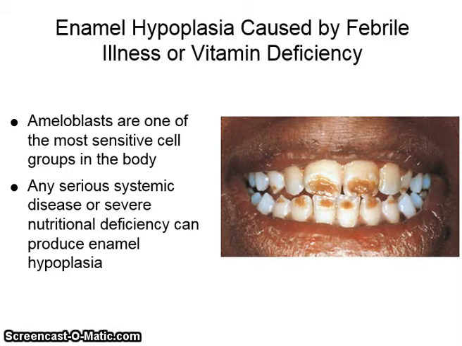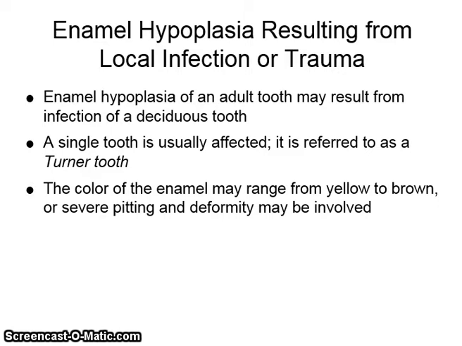Enamel hypoplasia caused by febrile illness or vitamin D deficiency. The ameloblasts are one of the most sensitive cell groups in the body, and any serious systemic disease or severe nutritional deficiency can produce enamel hypoplasia. Enamel hypoplasia of an adult tooth may result from infection of a deciduous tooth. A single tooth is usually affected, and it is referred to as a Turner tooth. The color of the enamel may range from yellow to brown, or severe pitting and deformity may be involved.